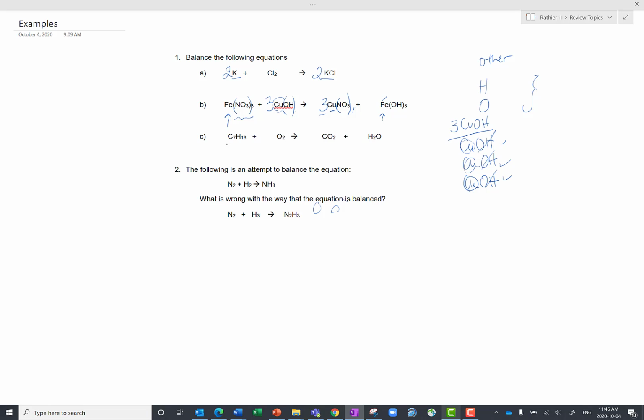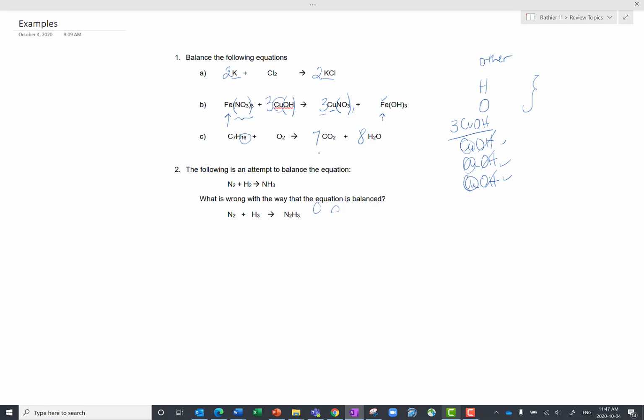So moving left to right, and carbon being first, I've got 7 carbons on the left, so I need 7 in front of the CO2. Then I've got 16 hydrogens. So how many H2O do I need? I need 8 waters so that I can have 8 times 2 or 16 hydrogens.